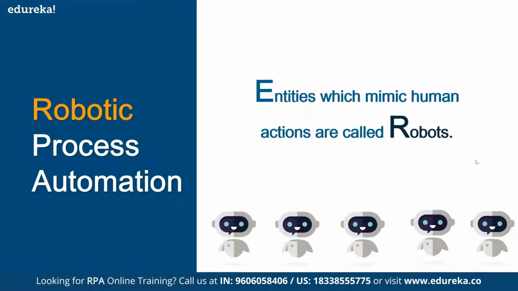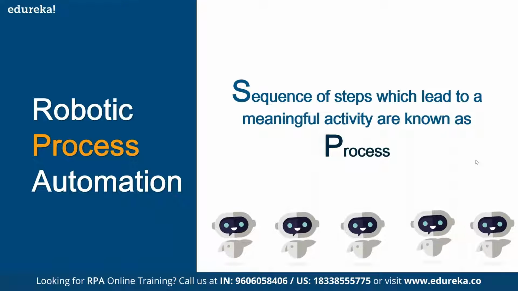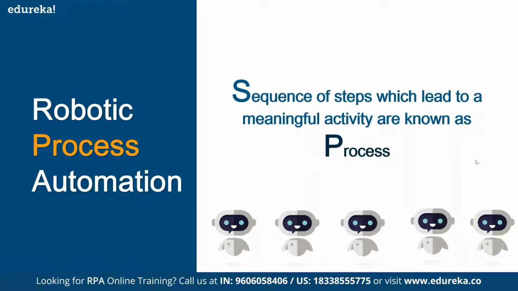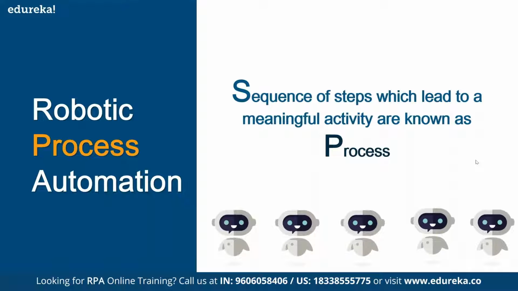That is a robot. And from the start I've been talking about business process, right? So what is a business process? A business process is a sequence of steps that you do in your own area which leads to a meaningful activity. A general definition of a process is the sequence of steps which leads to a meaningful activity. And all the processes that we follow in the IT industry, we call business processes. Making a tea is one of the processes. So what do we do to make a tea?